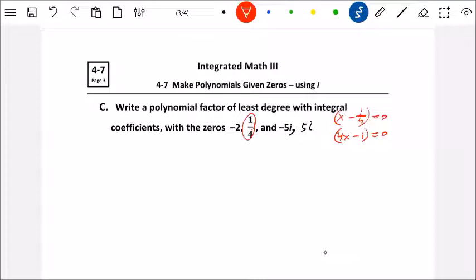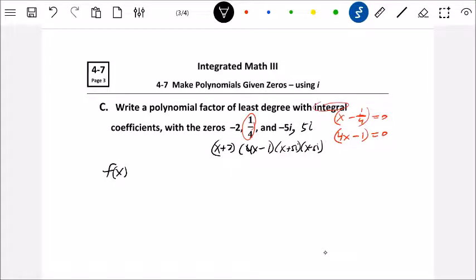Actually, what we have to do is the 4x minus 1, because the rule of this is with integral coefficients. So we cannot have fractions or decimals for the coefficients at the end. All right, let's take a look at then what we do. This becomes x plus 2 and then 4x plus 1. It's x minus 1 and then it'll be the 4 in front. And then x plus 5i and the x minus 5i. So let's write that up and let's actually work these out.